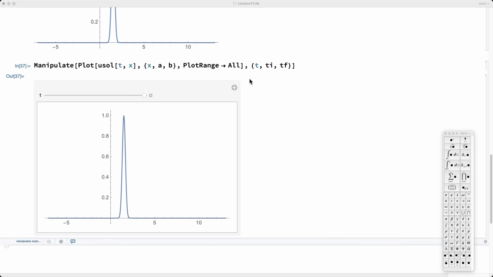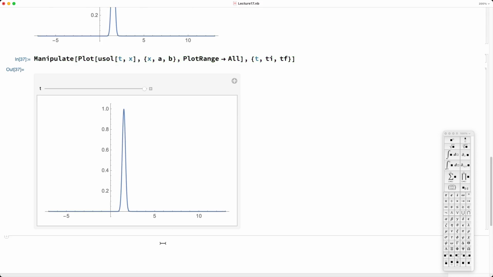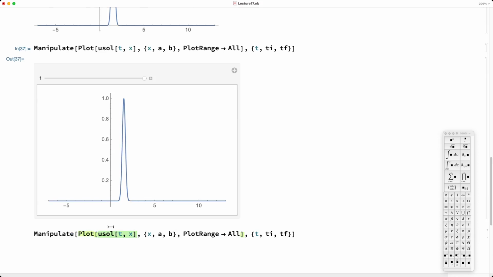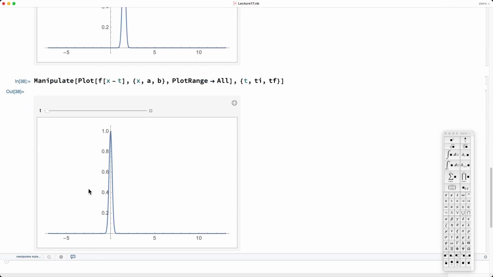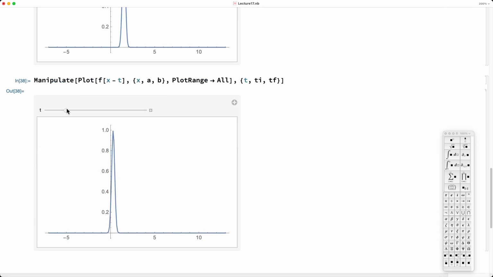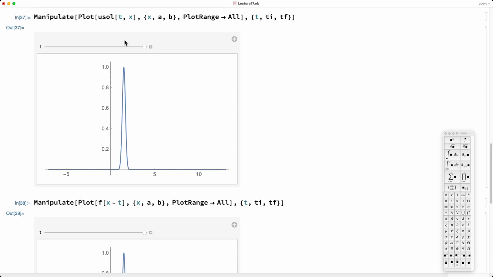We can also plot the analytical solution. To do that, the analytical solution is simply f of x minus t. So this is it. Again, these artifacts are actually because of the way Mathematica is plotting the solution. And we can plot the difference between these two, and that would be the error.